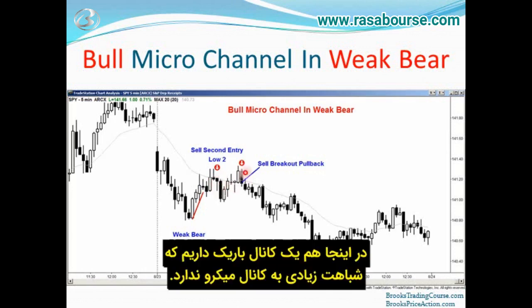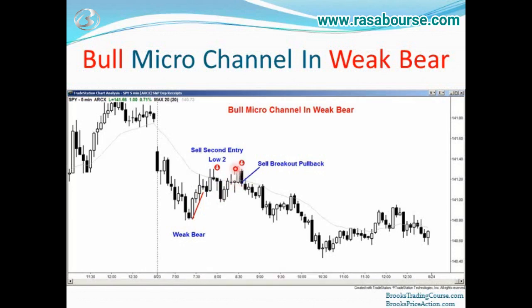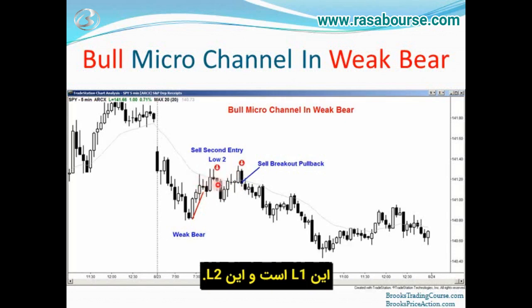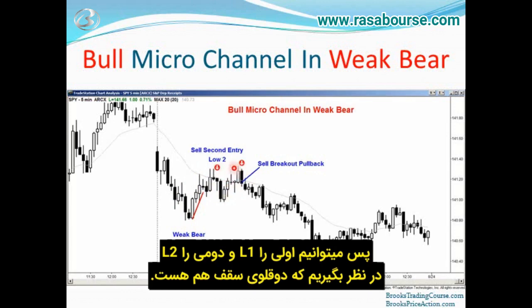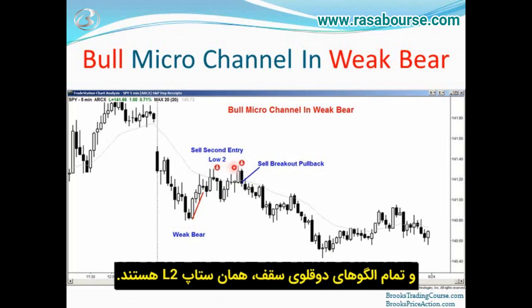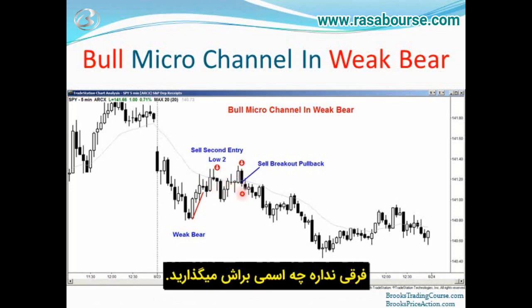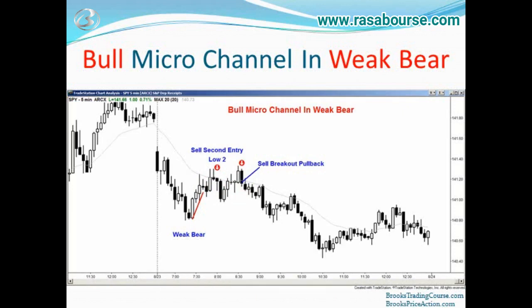Here's another tight channel, not so much a micro channel, and again I would wait for the second signal. Overall, this is a larger low 2 setup, so we have a low 1, low 2, low 1, low 2, but we also have a large leg up and a large leg up, so this is a larger low 1 and a larger low 2. Also, it's a double top, and all double tops are low 2s. It's also a low 4: low 1, low 2, low 3, low 4. It doesn't matter what you call it, you simply have to recognize that it's a reasonable sell setup.